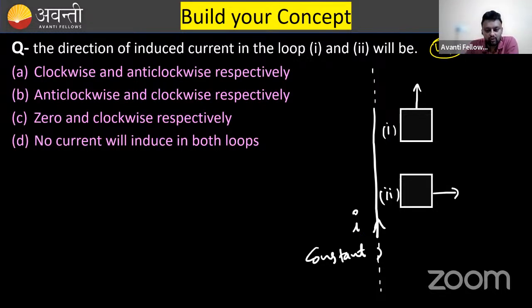Okay, as you can see, this is the long wire, and the current in this long wire is constant.